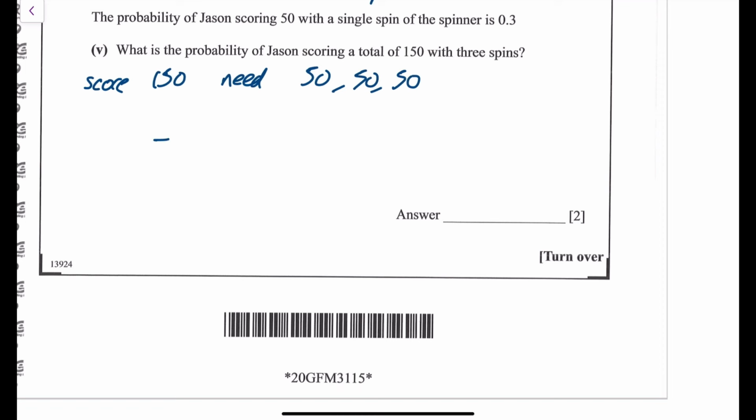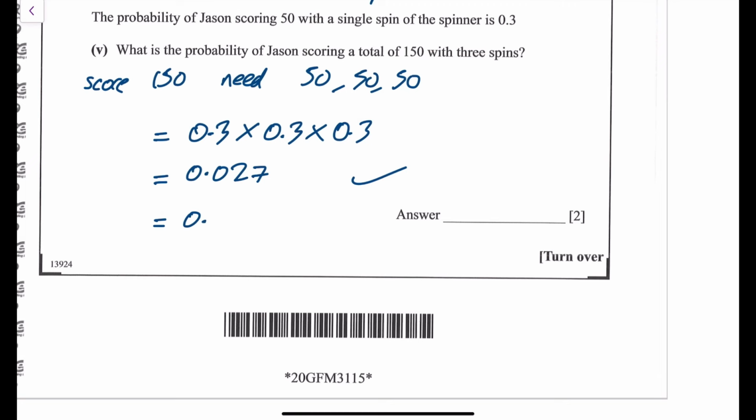So that means probability-wise, I need to get a 50, which is 0.3, another 50, which is 0.3, and another 50. So when you say and, you multiply. So when you do that, 3 times 3 times 3 would be 27, and there's 3 digits after the decimal place. There we go, and that's going to be our answer. Here, with the 2 decimal places, 0.03 to 2 dp's. I think that's what they're going to be looking for, really.